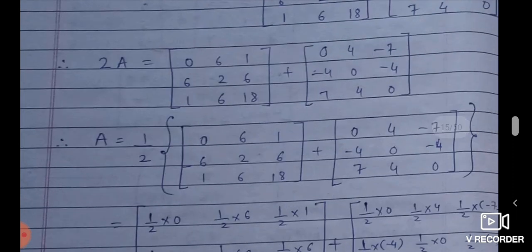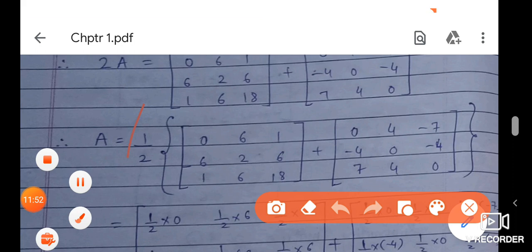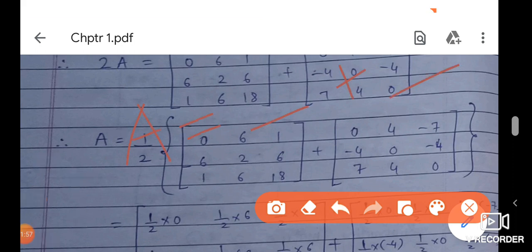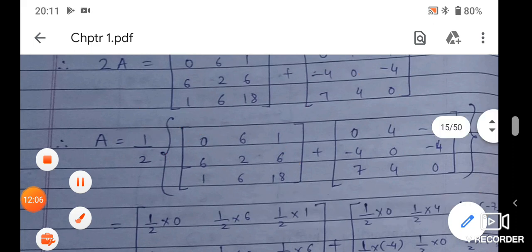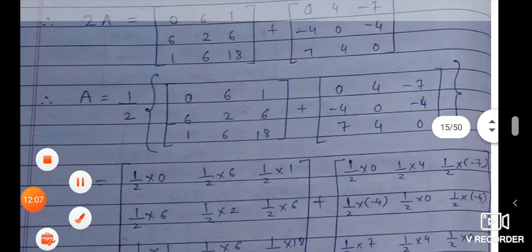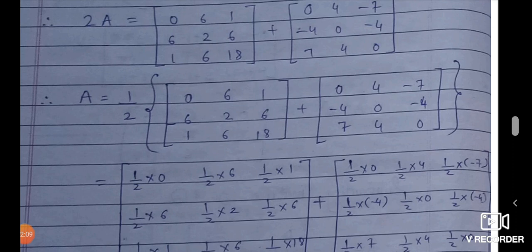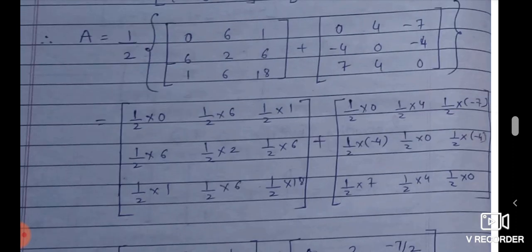Now, the other thing I forgot to tell you, we are not going to add these two matrices. Why? Because we want to express A as something plus something, where this is a symmetric matrix and this is a skew symmetric matrix. So we are not going to add these two matrices. We'll keep it as it is only. So half this plus this. Then multiply both the matrices by half. So multiply each and every term by half.